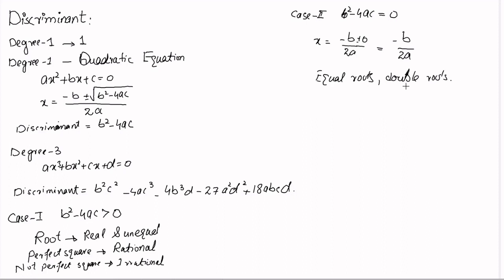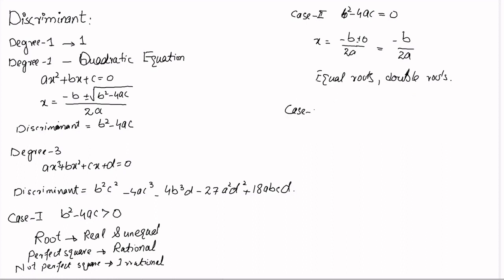So if b square minus 4ac is equal to 0, then the root of that quadratic equation will be minus b by 2a. Those will be equal roots. This is a single value and a quadratic equation has two roots, so we say that this root is repeating itself. So we can say that the roots are equal roots or these are double roots.